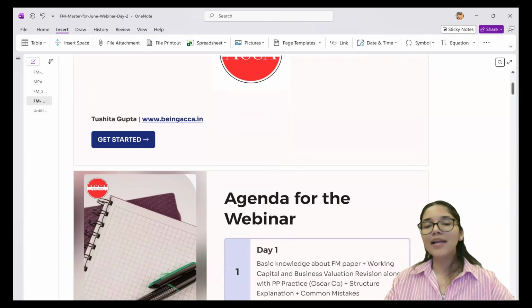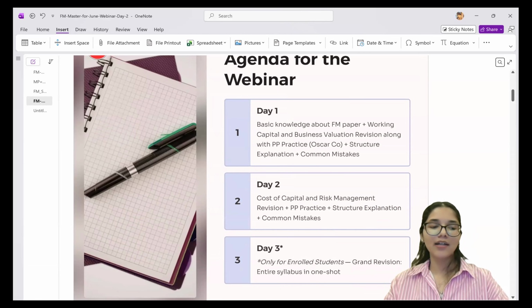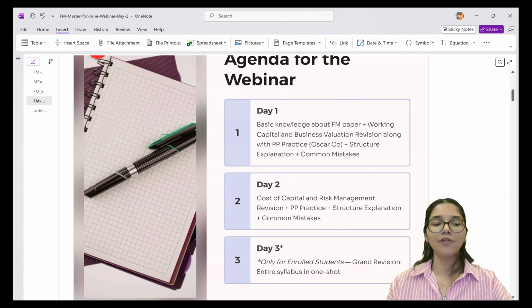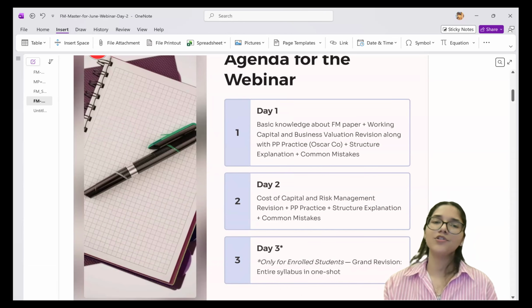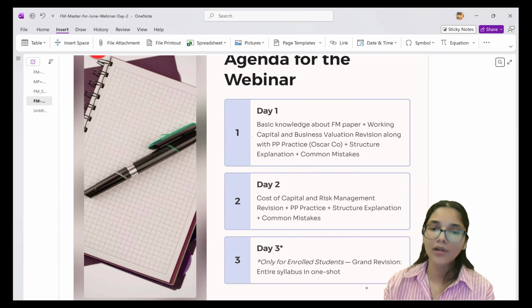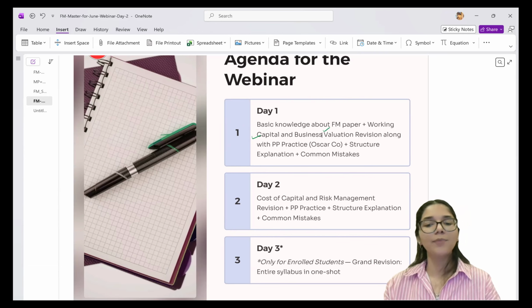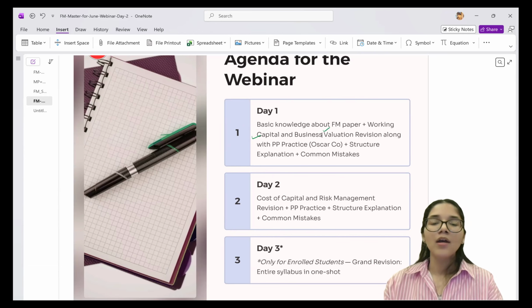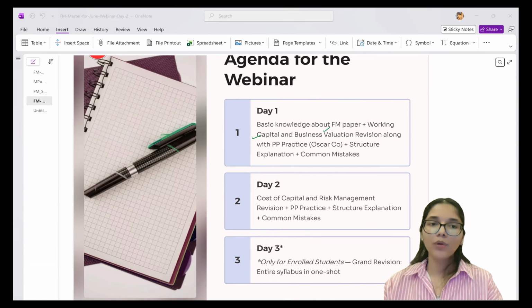Okay, so we had met yesterday, and this is the agenda that we had covered. Yesterday was day one, and we covered the basics about the FM paper, the structure, the format, what the different sections in our paper are, and the syllabus areas. Then we revised our working capital as well as business valuation, and we also practiced some of the past paper questions together. Now today we will move forward with day two.